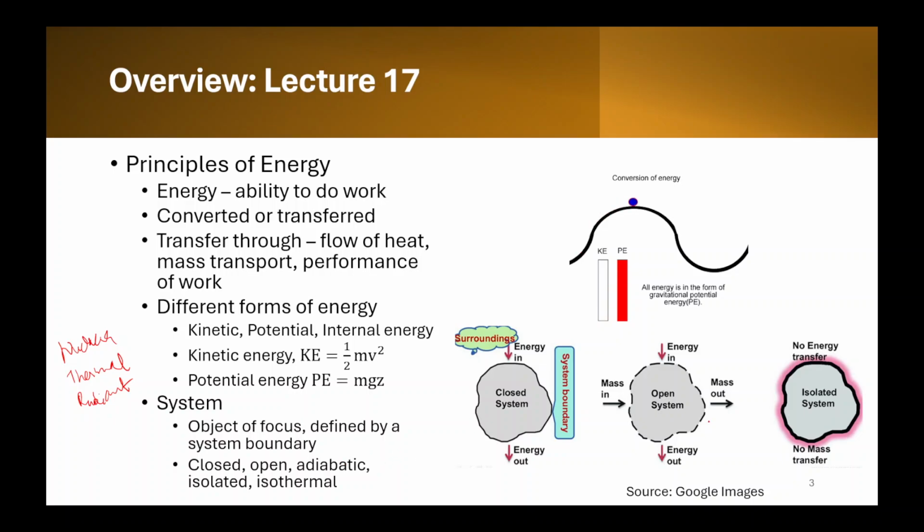Adiabatic is such that there is no heat exchange. And isothermal is such that the temperature across the system is constant.